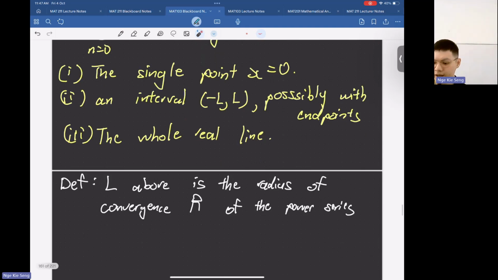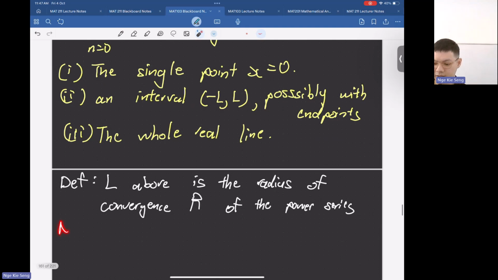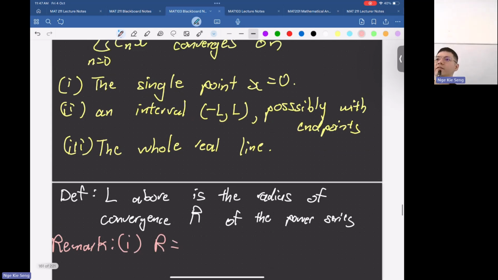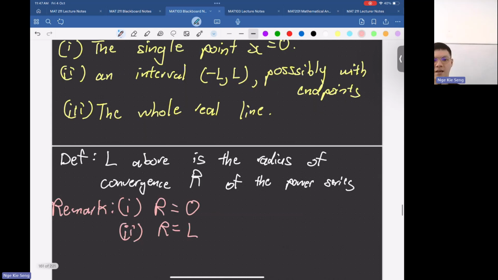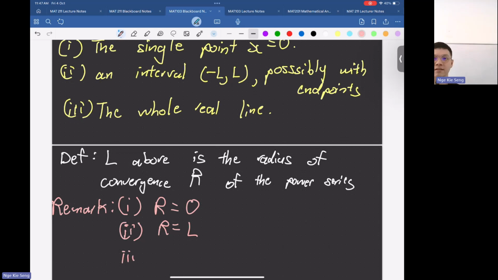So in this case here, we can maybe put a remark. So we can remark that, the first case, meaning what? What's the radius if it only converges at 0? Only one point, exactly at the center. So what's the radius? 0, not extended from the 0. If it is an interval around 0, what's the radius here? Because this is symmetric, it is exactly L. Okay. And the whole line, what's the radius around 0?